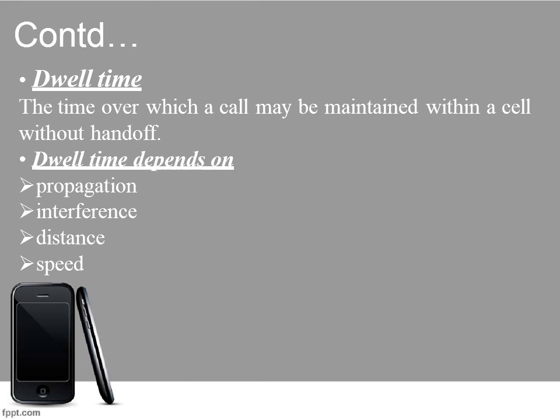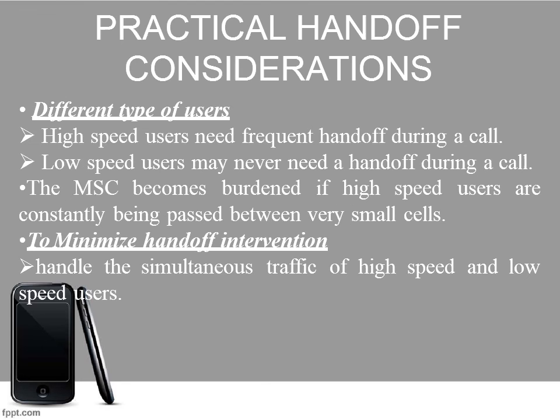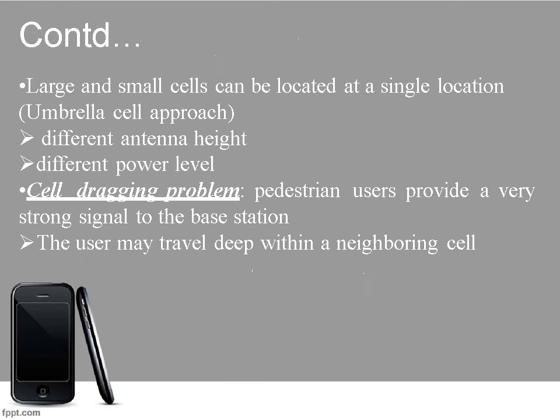Dwell time is the time over which a call may be maintained within a cell without handoff, which depends on propagation, interference, distance and speed. Practical handoff considerations for different types of users: high speed users need frequent handoffs during a call. Low speed users may never need a handoff during a call. The MSC becomes burdened if high speed users are constantly being passed between very small cells. So to minimize handoff intervention, we handle the simultaneous traffic of high speed and low speed users.